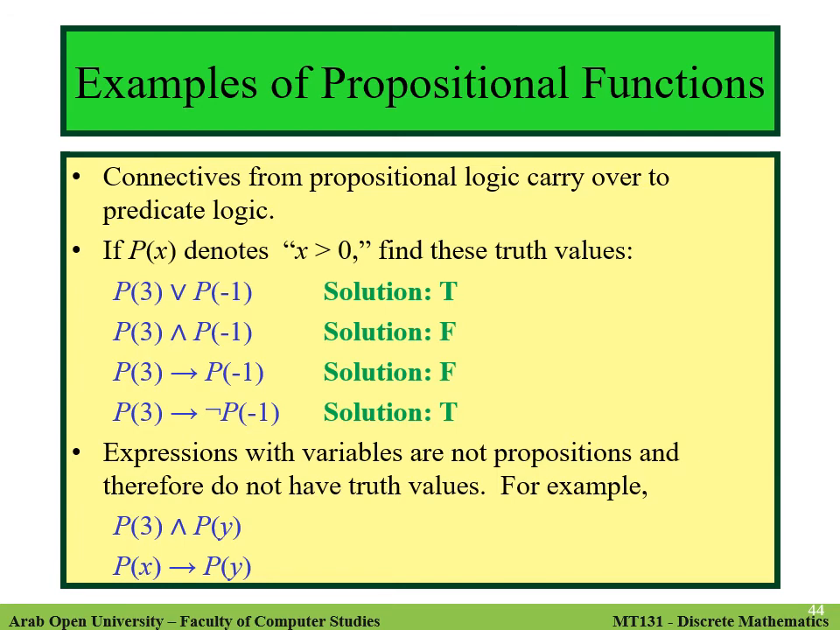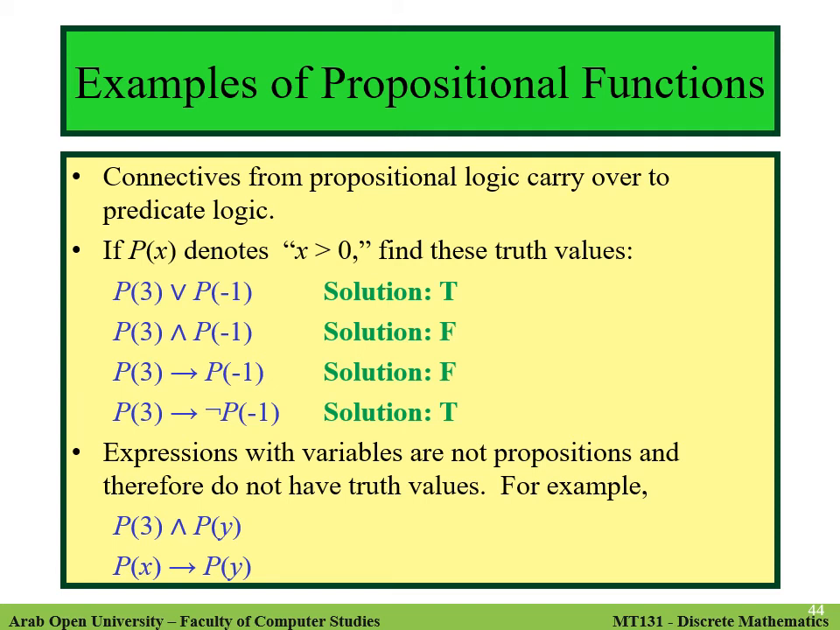P(3) and P(-1) is true and false. That gives you a false value. P(3) implies P(-1) is true implies false, which is false. P(3) implies not P(-1) is true implies true, so this is a true statement.